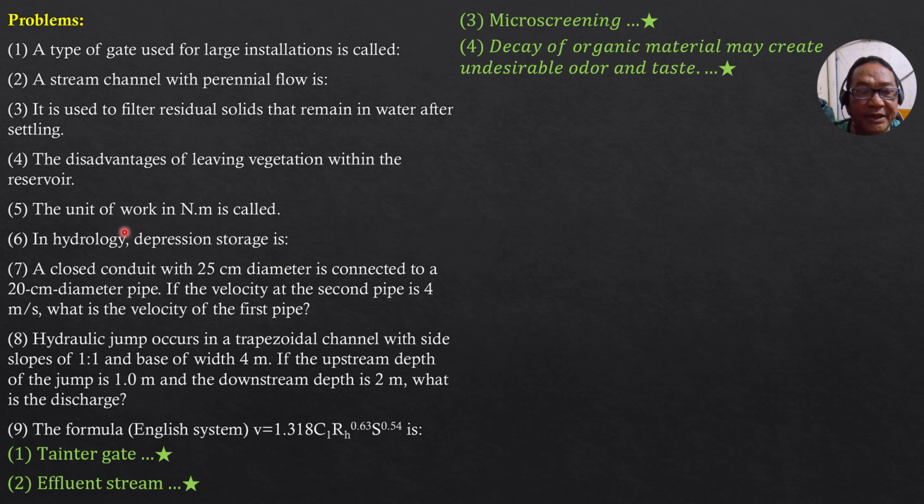Number five, the unit of work in Newton meter is called the joule. In hydrology, depression storage is also called water retained as puddles.